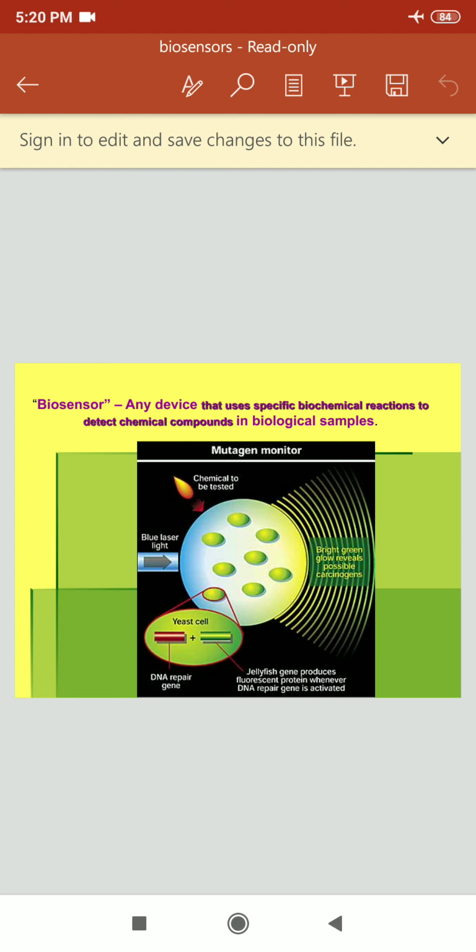Next, biosensor: any device that uses a specific biochemical reaction to detect a chemical compound in a biological sample. So the blue laser light is passed on, and the yeast cell having the DNA gene gives a specific reaction with a particular cell and chemicals used in the detection process. So ultimately biosensor is used for this purpose.